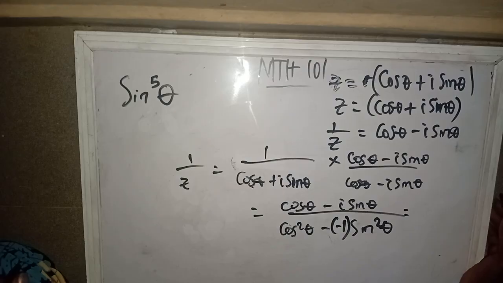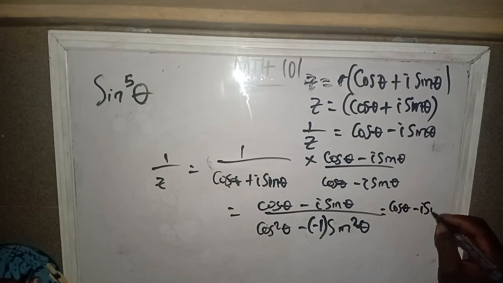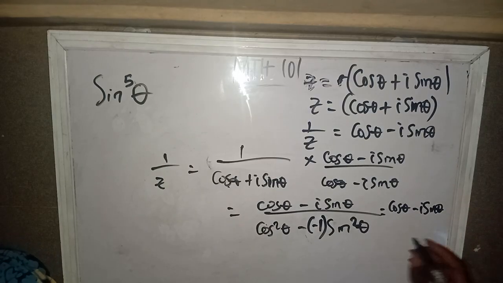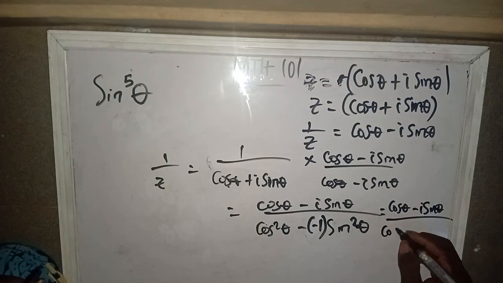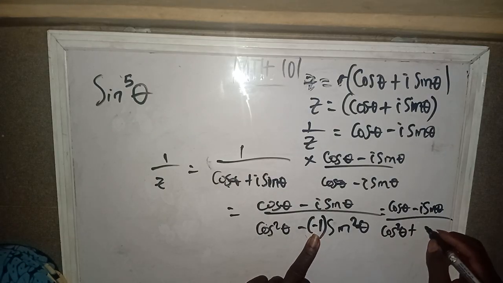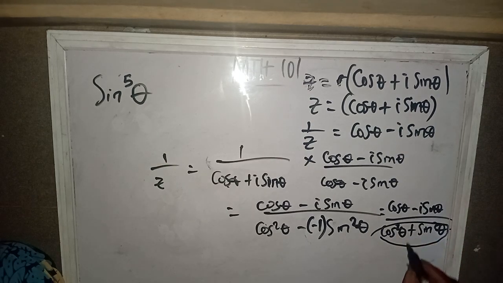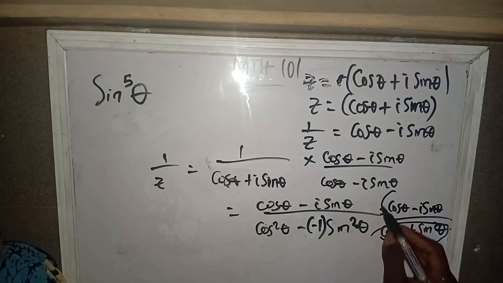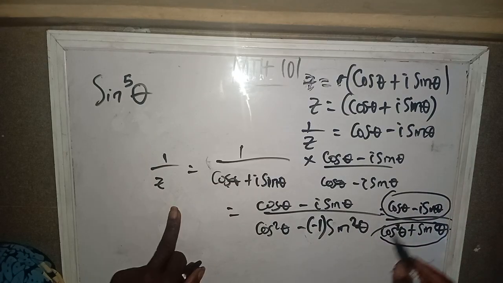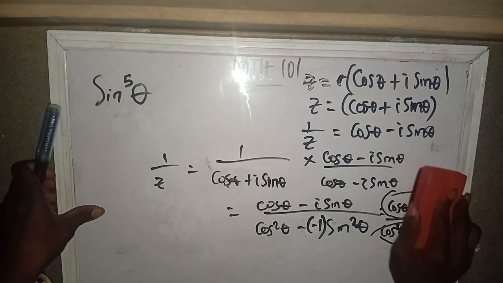So this at the end of the day is going to give us cos theta minus i sin theta, divided by cos square theta minus times minus, and that's plus sin square theta. And don't forget the trig identity: cos square theta plus sin square theta is what? 1. So this divided by 1, we have this. So that's why we have 1 over z equals cos theta minus i sin theta.